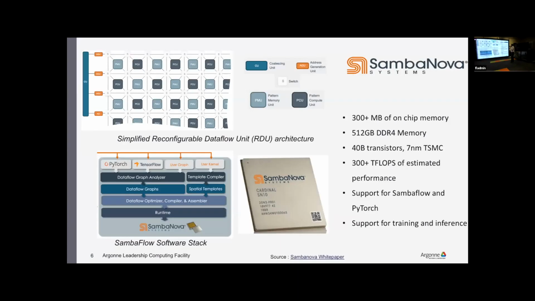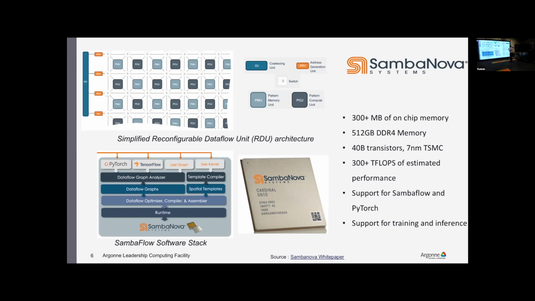Cerebras is one. Another similar dataflow architecture that we see is from SambaNova. This is the reconfigurable dataflow unit, where you have components such as compute units and memory units. They have an on-chip switch and an address generator. These are key components for doing dataflow architecture here.